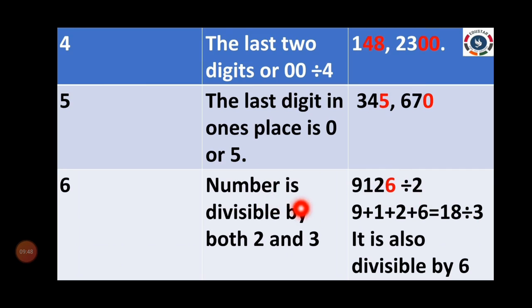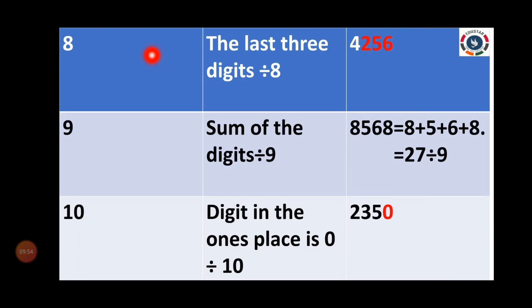So it is also divisible by 6. And 8. The rule is that the last 3 digits of the given number must be divisible by 8. For 4256, the last 3 digits alone you have to take and divide by 8. You will get no remainder. So it is divisible by 8.